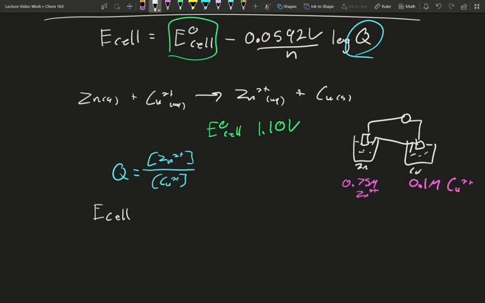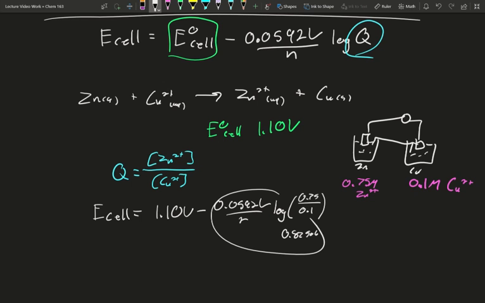Well, our E cell for our actual system is going to be equal to the 1.10 volts minus 0.0592 volts over 2 electrons in the formula, times the log of 0.75 over 0.1, which is 0.87506. Multiplying that by the front comes out at 0.0259. So 1.10 volts minus 0.0259 gives us an actual potential of 1.074 volts.